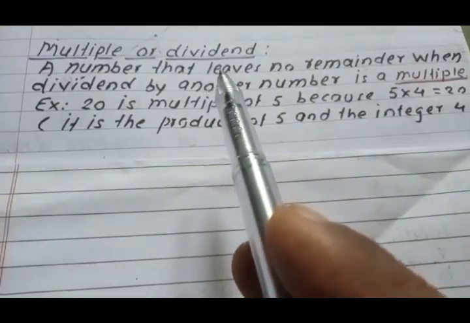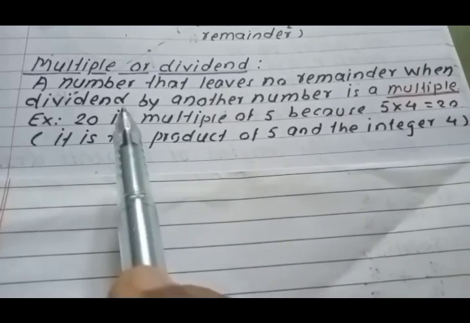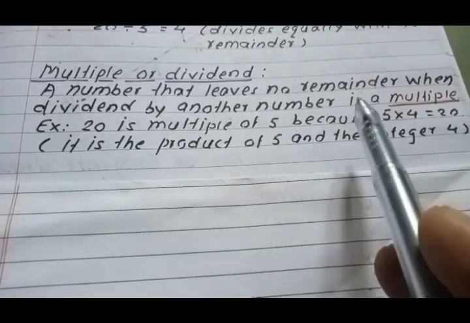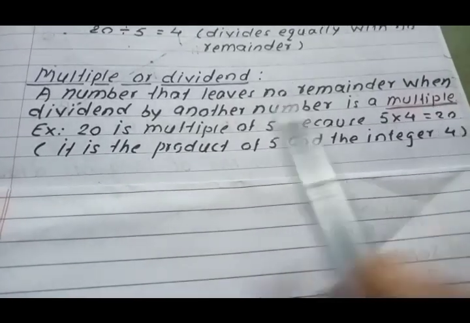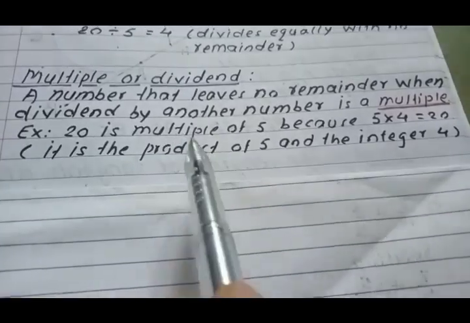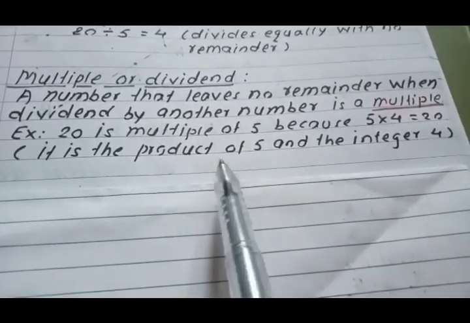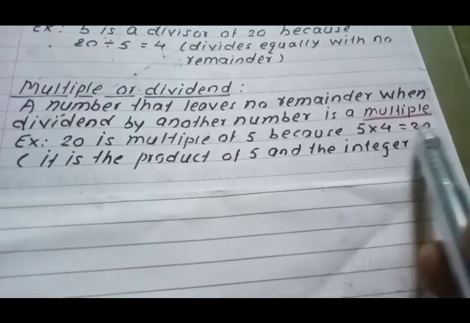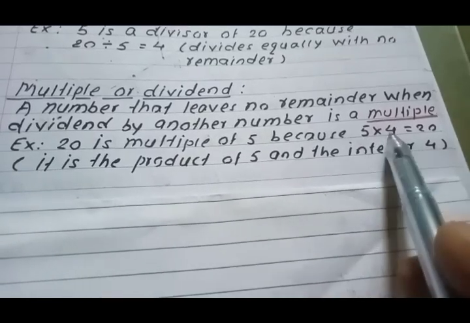Multiple or dividend. A number that leaves no remainder when divided by another number is a multiple. Example: 20 is a multiple of 5, because 5 times 4 is 20. It is the product of 5 and the integer 4. Therefore 5 times 4 is 20.